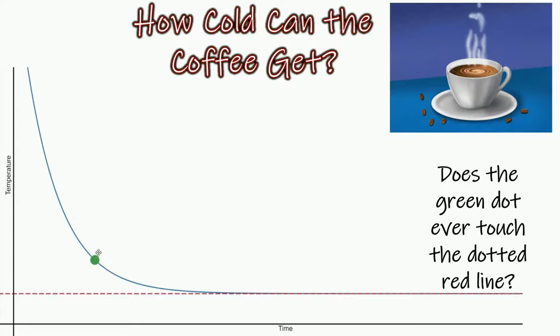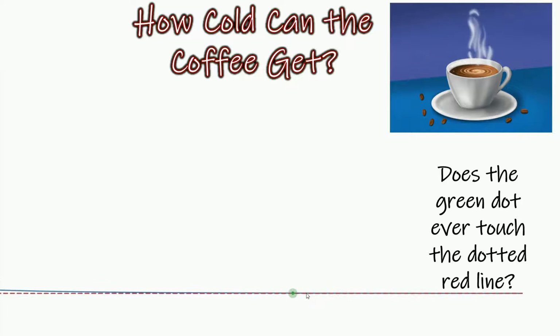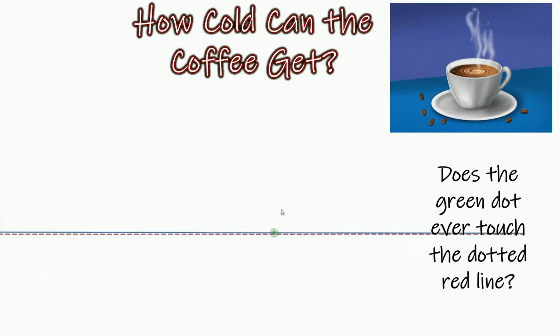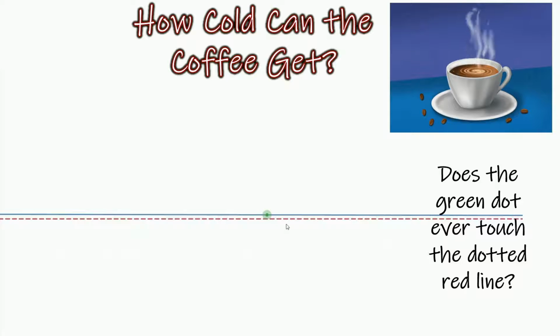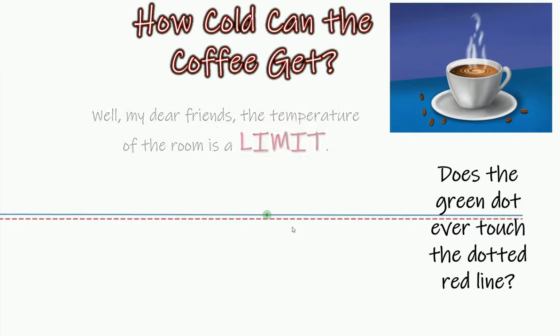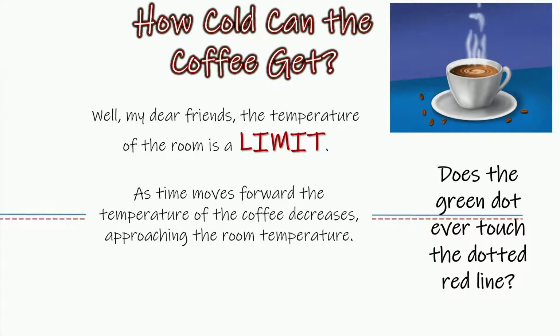Let's take a look. Let's go ahead and move the temperature of the coffee over time. It gets closer and closer to that dotted red line. Let's zoom in and see what happens. Oh, look at that. It's getting closer and closer, but it doesn't get there. Well, ladies and gentlemen, this is the concept of a limit. As time moves forward, the temperature of the coffee is decreasing, and it's approaching the temperature of the room, but it's not going to get there. The temperature of the room would be the limit.